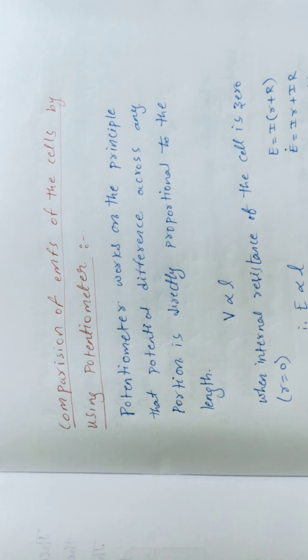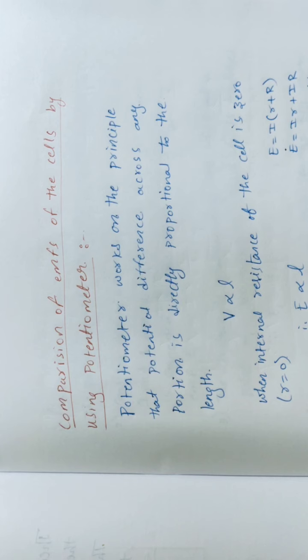Internal resistance of a given cell we can actually calculate by using which device? The potentiometer only. This potentiometer works on one principle. What is the principle we discussed in the last class? Potential difference across any portion is directly proportional to the length of that portion. That we already discussed in previous classes.